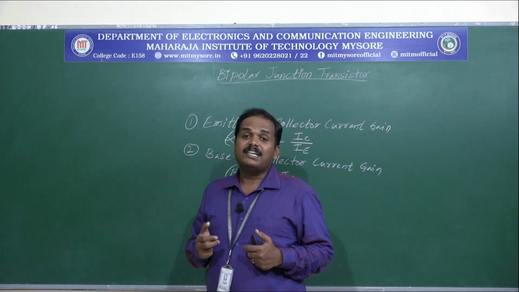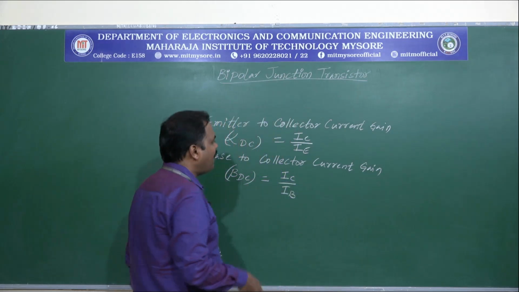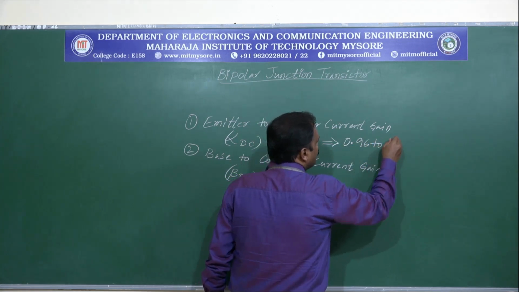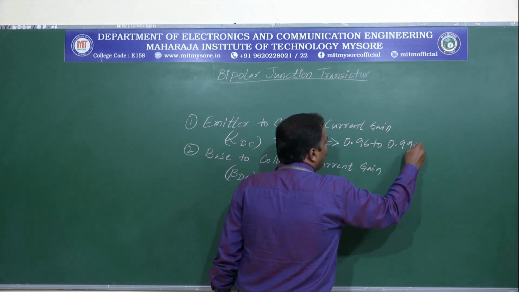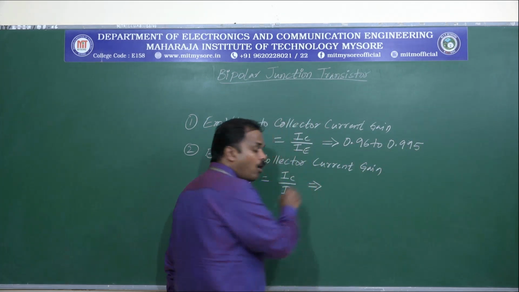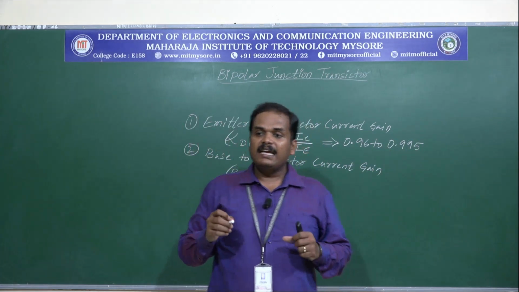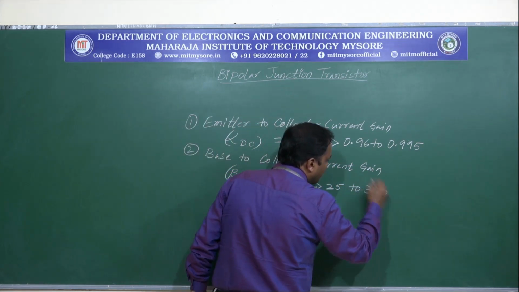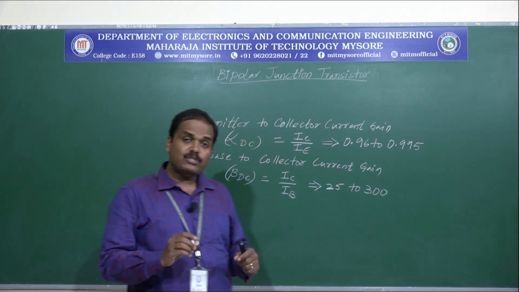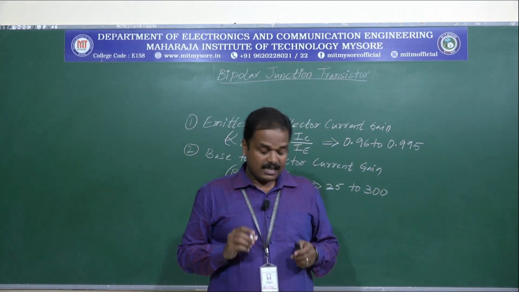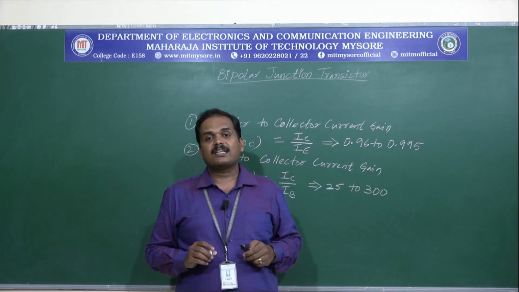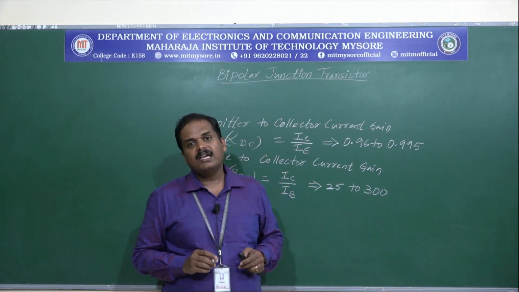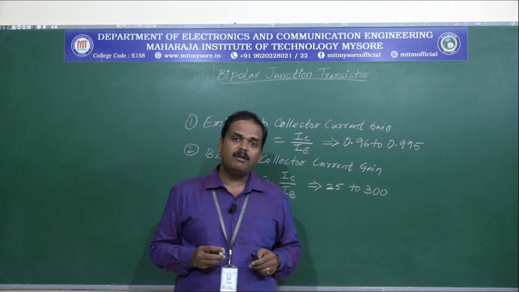And these two have typical values. The typical value of alpha DC is 0.96 to 0.995, and the typical value of beta DC is 25 to 300. So these two are the current gain factors that are associated with any BJT. Let us understand the relationship between the currents associated with the BJT.